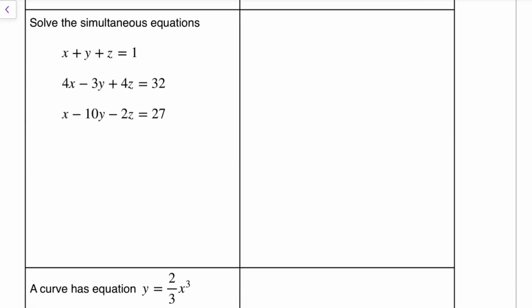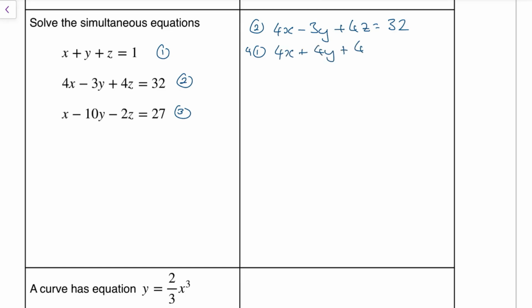Next question. Solve the simultaneous equations. There's a quick way, but actually there's not, is there? Usual thing, I'm going to label these 1, 2, and 3. Now, the technique here is to try and eliminate one of the variables. So I'm going to eliminate x just because it's at the start and it's easier. And the way I'm going to do that is I'm going to write down equation 2, which is 4x minus 3y plus 4z equals 32, and I'm going to write 4 times equation 1 underneath it. So that's going to be 4x plus 4y plus 4z is equal to 4. And then I'm going to take these away.